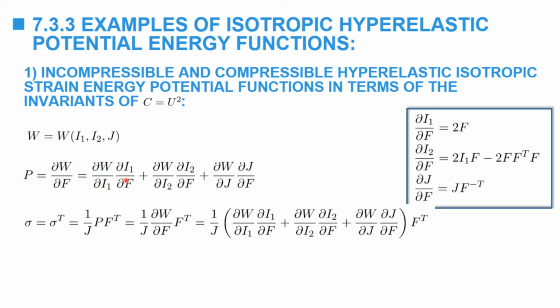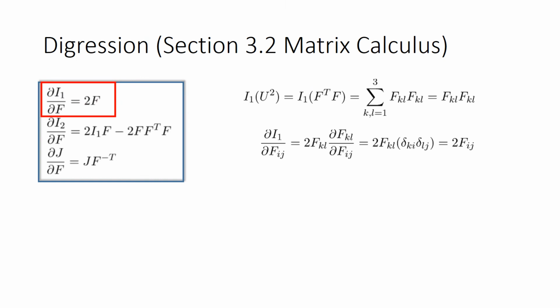All we need to do is find the expressions for the derivatives of W with these variables, and then we can find the first Piola-Kirchhoff stress and the Cauchy stress tensor as well, because we know the relationship between the Cauchy and the Piola stress. It's simple arithmetic, simple algebra. Using this expression we can find the Cauchy stress tensor.